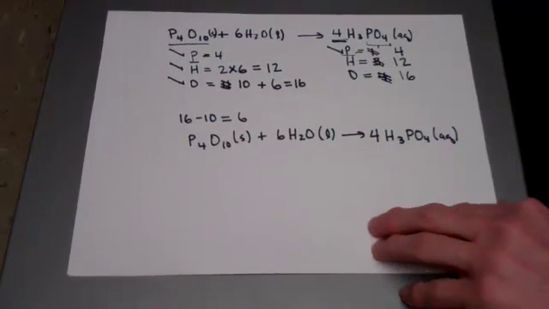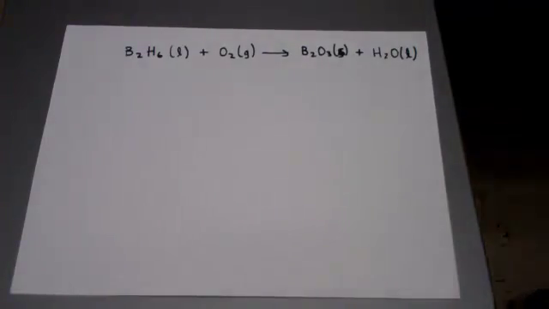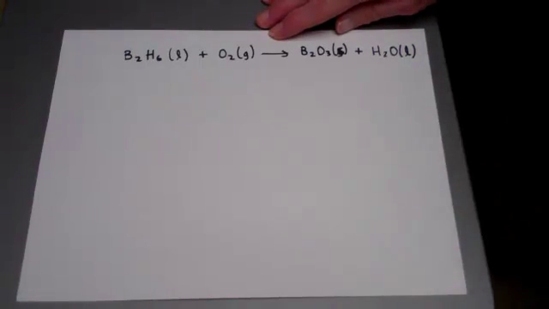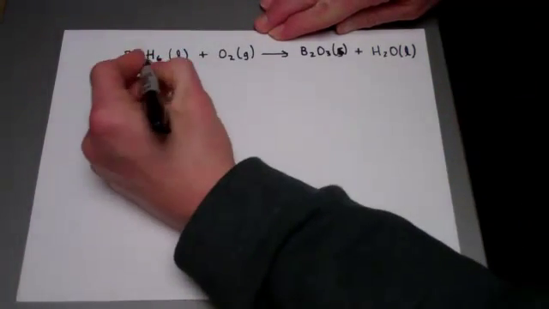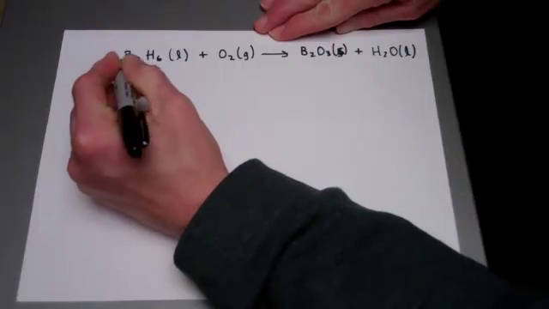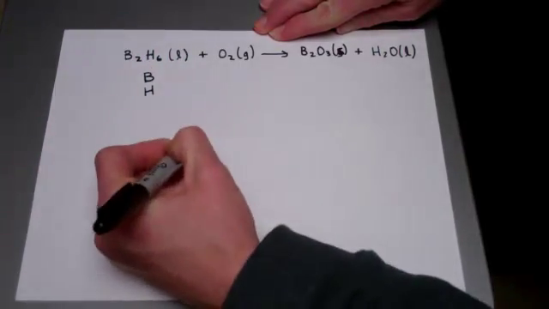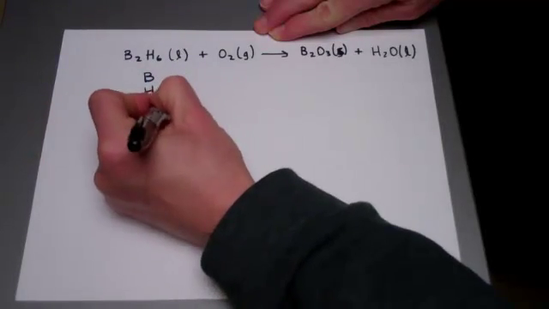Okay, let's do one more example. This one is taking B2H6 plus O2 and making B2O3 plus H2O. So let's try to balance these. When we're analyzing this equation, let's start by listing again the elements that we have. We've got boron on both sides, we've got hydrogen, and we also have oxygen.